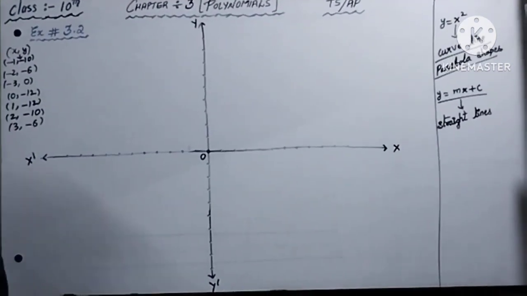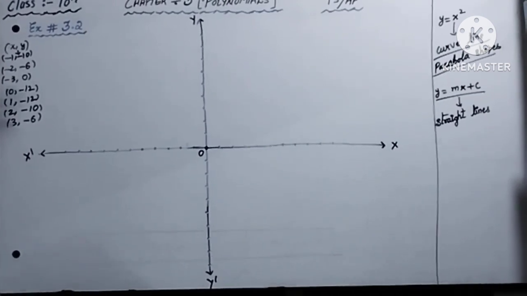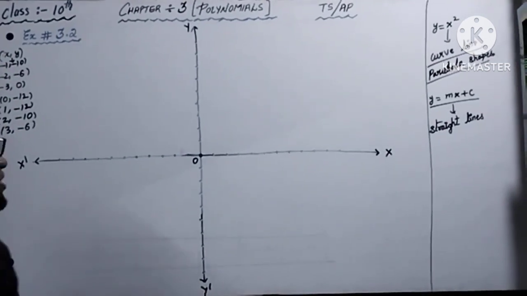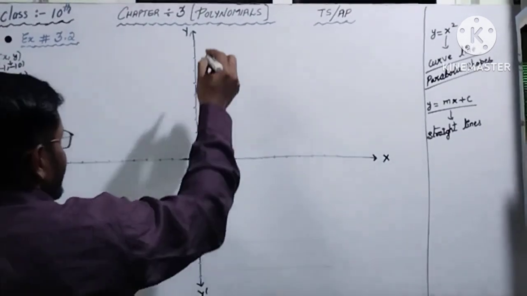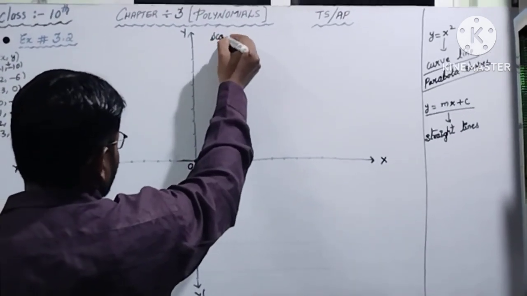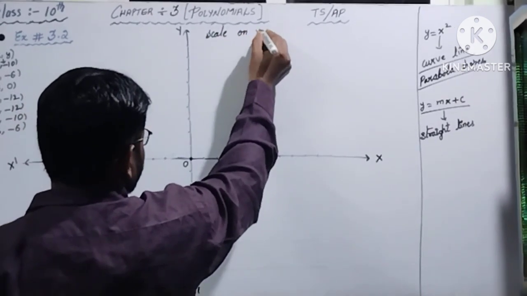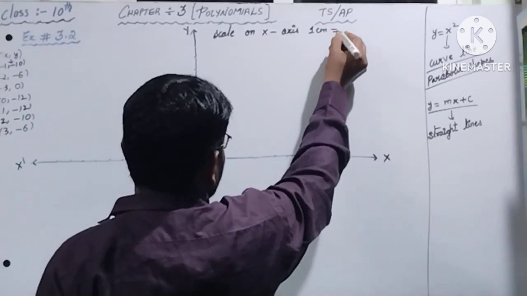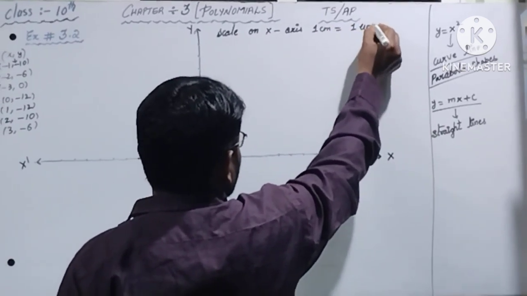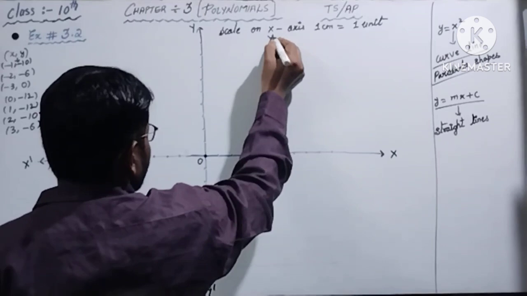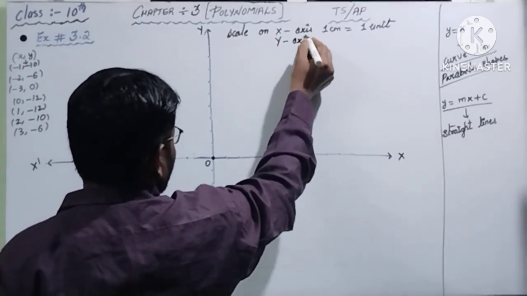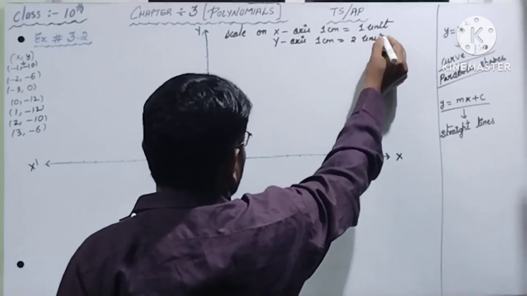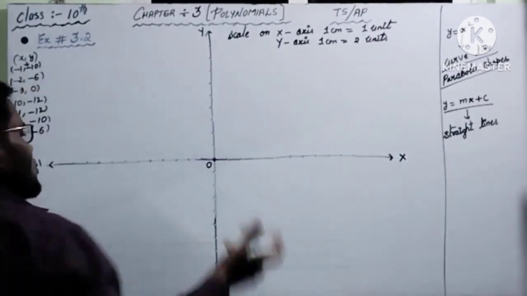Then next, let's see. The highest value on the y axis, how much is it? Only 12. So here apply a scale. Scale is very important. Remember, scale on the x axis: 1 centimeter is equal to 1 unit only. And scale on the y axis: 1 centimeter is equal to 2 units, because 12 is the only lowest value.